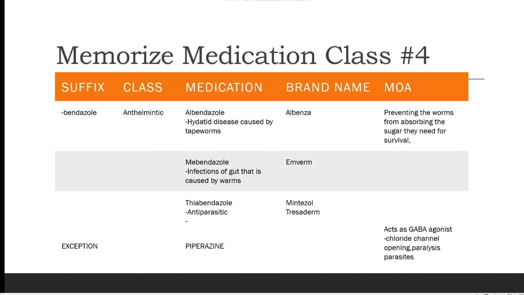There is one exception to this kind of class of medication, and we will come across different medications that are part of those classes that don't end with the specific suffix. I want to give an example of piperazine. It's a very popular anthelmintic drug. The mechanism of action is a little different, but it's also used for worm-related infections or diseases. So just keep in mind, not all medications in one specific class end with the same suffix, but the suffix definitely gives us an idea of what class the medication might be.